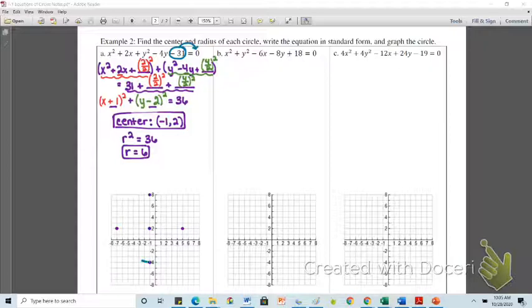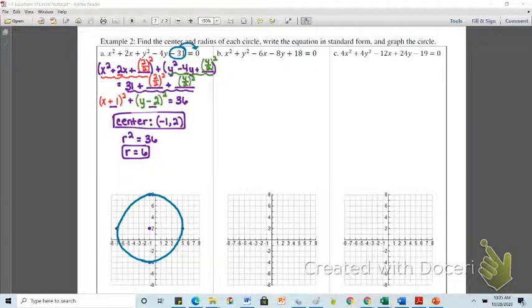Okay, I'm going to tell you my circles never really look that much like circles, but we're going to try. Just making sure I go through my endpoints. And there it is. Okay, all I ask is that you plot your center, plot your endpoints, and then make the best circle you can out of it. Okay, let's look at B.